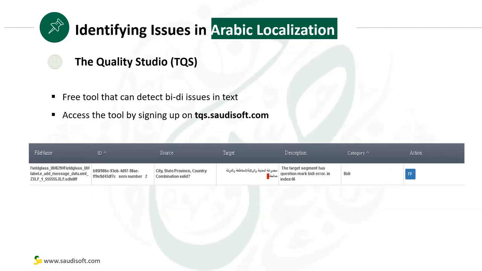Okay. Perfect. Well, lastly, we at SaudiSoft developed a free tool that anyone can use online that's able to detect bi-directional issues in text. And as you can see in the below example, the tool is able to identify that the question mark in the translated text is written incorrectly, and it automatically flags it as an issue. This tool is available for everyone, it's free, and it's cloud-based, and it supports different kinds of files as well. So you can easily sign up by visiting tqs.saudisoft.com, and you will be able to use it straight away.